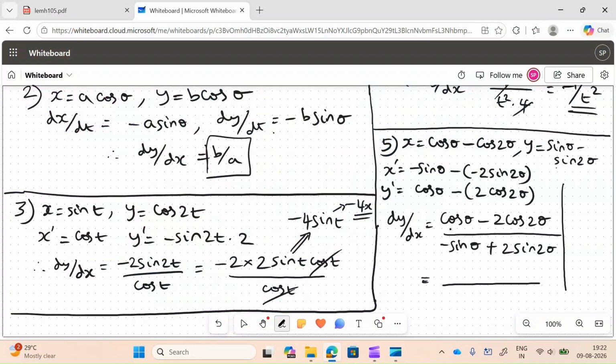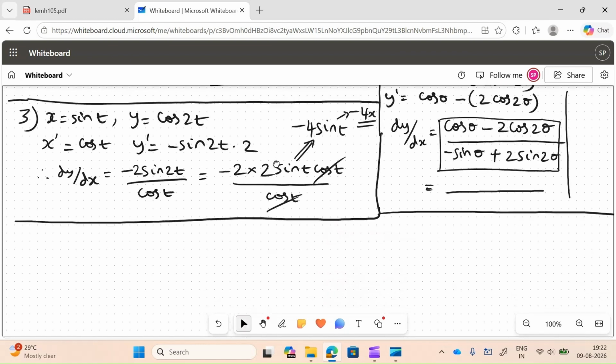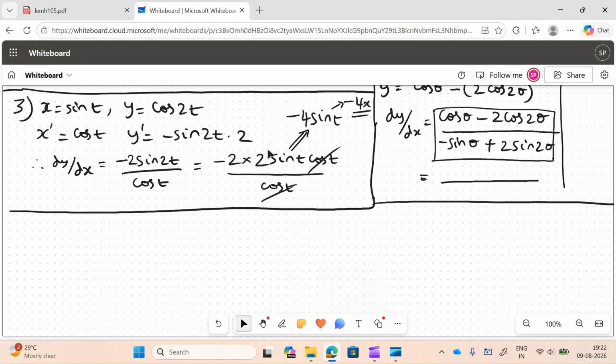You can't simplify this, I think. You can leave this as it is. I just checked the solution, they also left it like this, so I think you can leave it. Obviously your double angle formula won't be useful here, right? So that is the reason, I think. Okay.